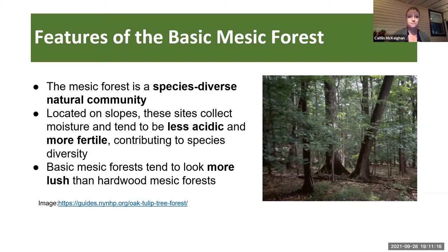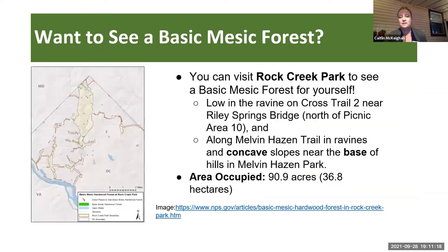Next slide, please. So like I said, if you want to see both examples, I've called out particularly basic mesic forest here, but Rock Creek Park is a great example of a lot of mixed hardwood mesic forests as well. They're on one of my resource links. There's a link to this page and you can read all about the mesic forest at Rock Creek Park. It's a very exhaustive article.